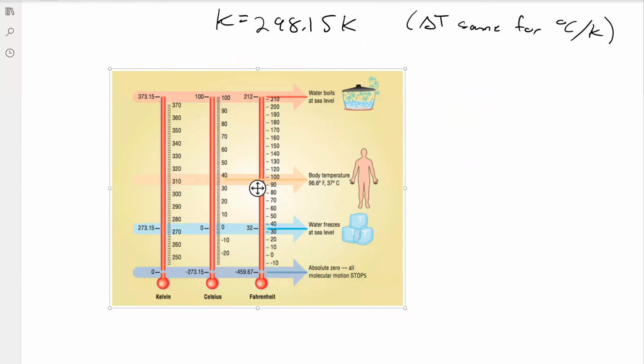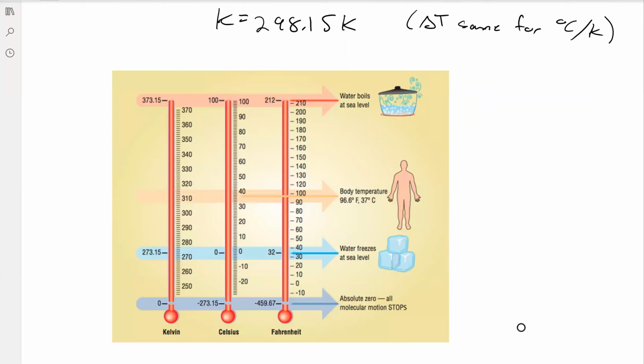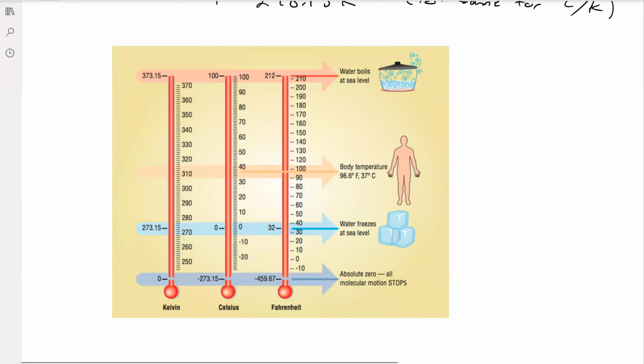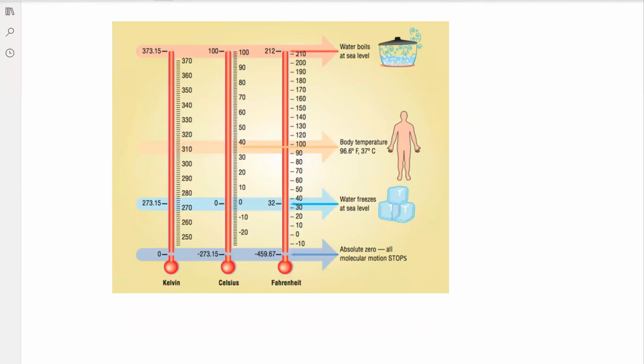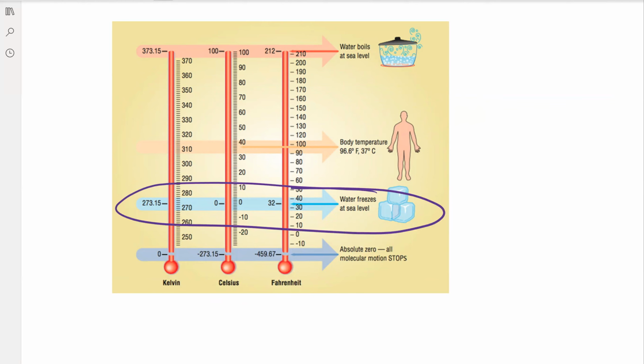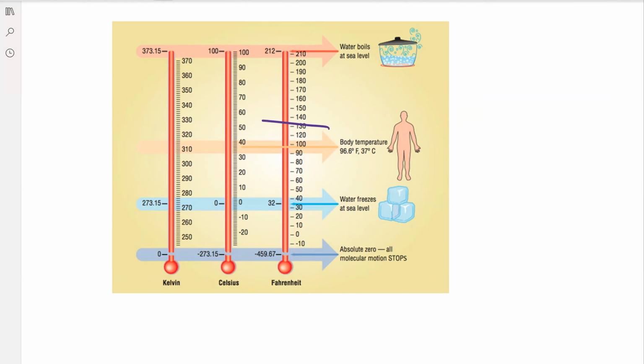Here's just a little picture that compares the 3 scales, right? You've got Kelvin on the left, Celsius in the middle, and then Fahrenheit on the right. You can see absolute 0, right? All molecular motion stops. That's actually 0 Kelvin, negative 273.15 Celsius, and about negative 460 Fahrenheit. You can see water freezes at sea level at this temperature right there. There's your human body temperature, and then there's water boiling and whatnot.